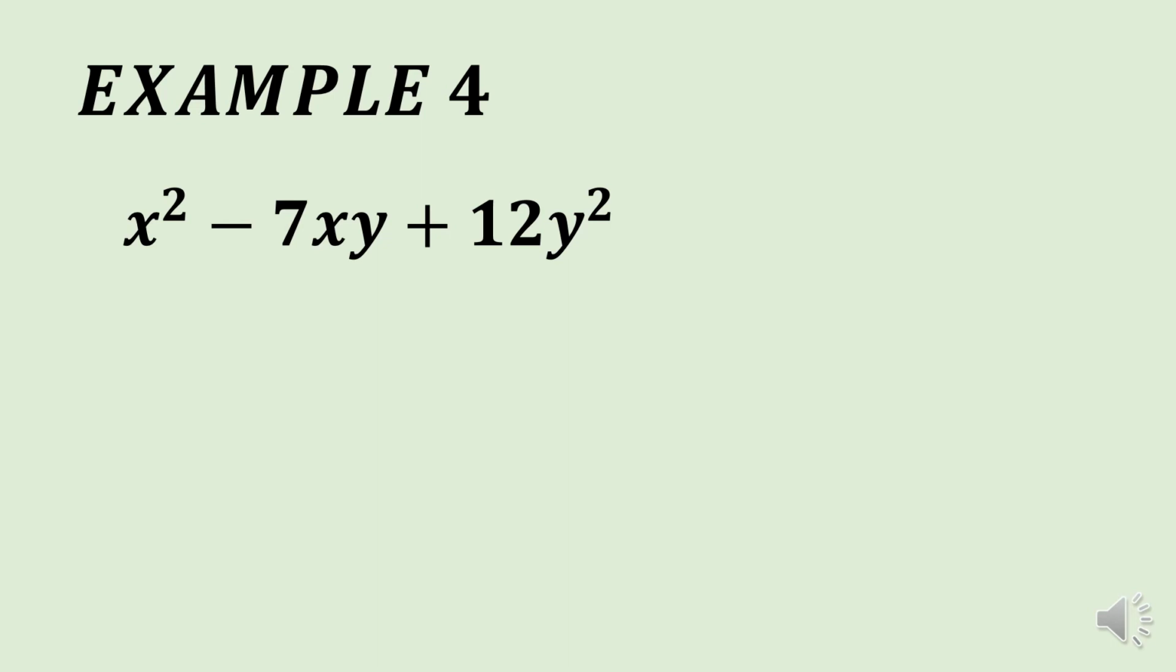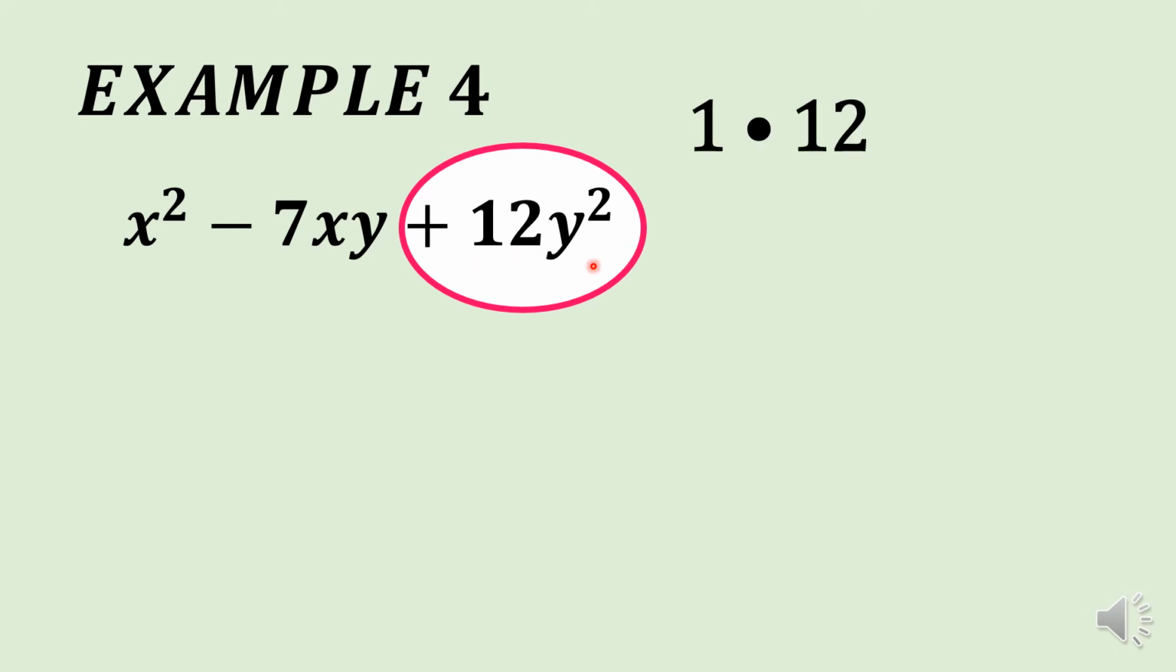Number 4. So, find the factors of x squared minus 7xy plus 12y squared. So, dito, nagkaroon lang tayo ng variable dito sa ating dulo, no? And nagkaroon siya ng dalawang variables din dito sa ating second term. Pero ganun pa rin yung process natin. First step, hanapin pa rin yung factors ng positive 12. Okay? So, what are the factors of 12? So, you have 1 times 12, 2 times 6, and then 3 times 4.